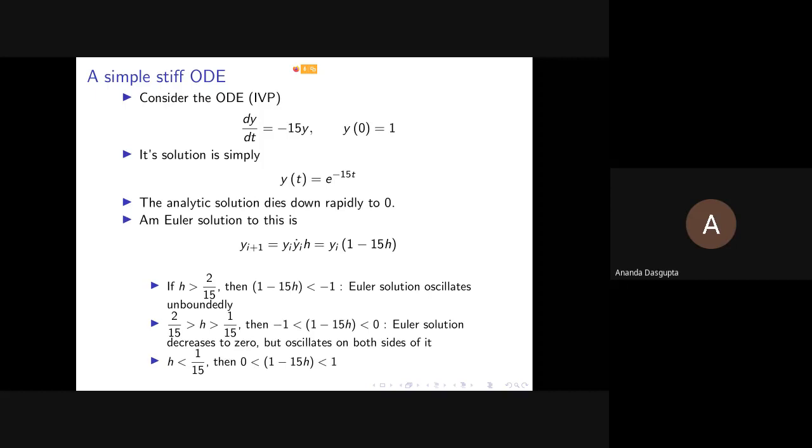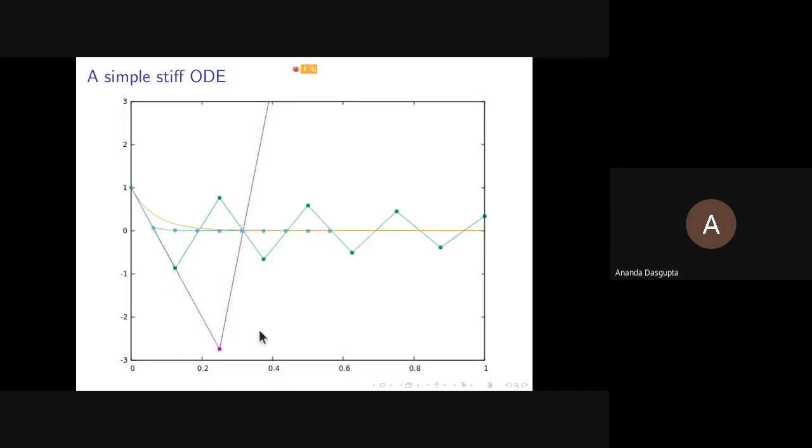And it's not as if this behavior is erratic or impossible to understand. It's just that you have to analyze the thing properly first. So just to look at the behavior, this is this orange curve. I hope you can see the curve. The orange curve is the exact solution.